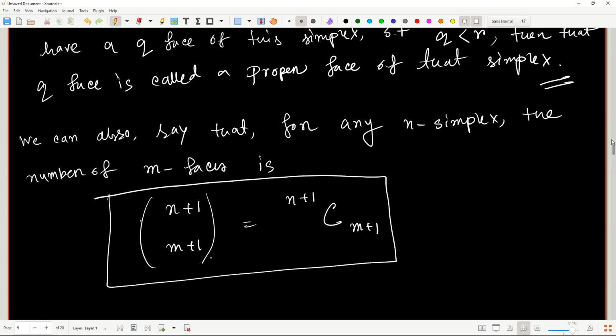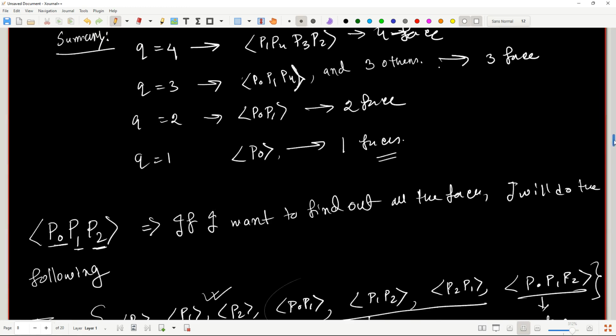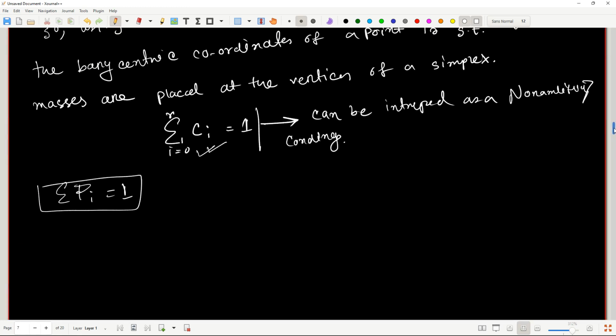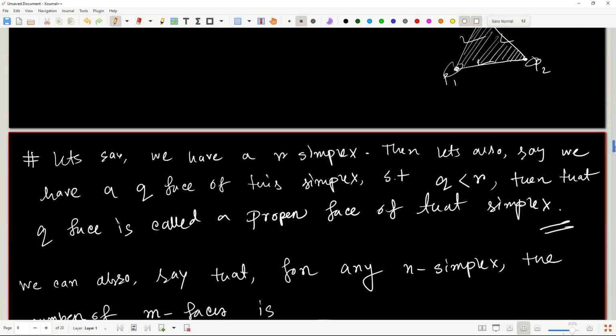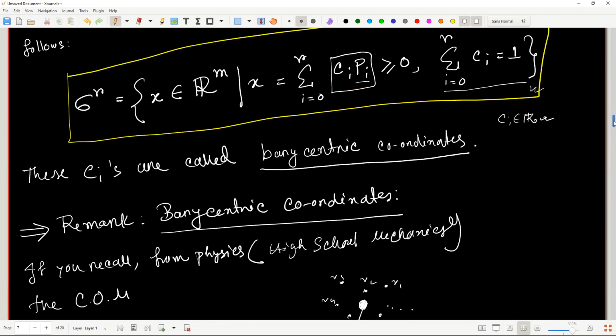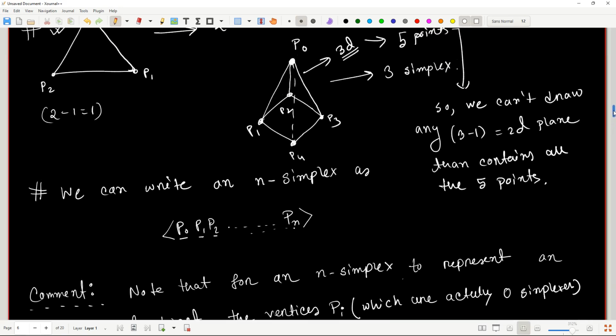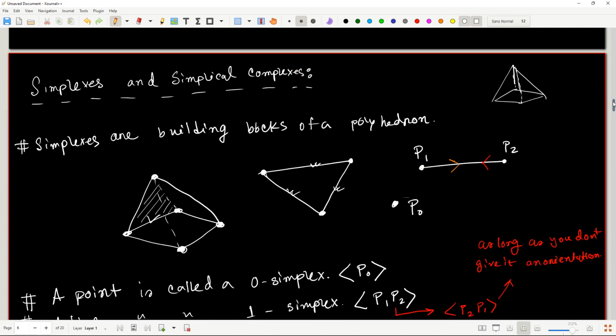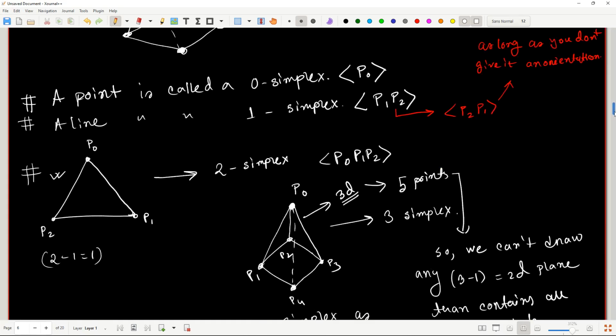Now that we have talked for a while about the simplexes, we want to move to the thing that we wanted to talk about earlier. That is, since we talked about the simplexes, we now want to move to simplicial complexes. So let us do that.